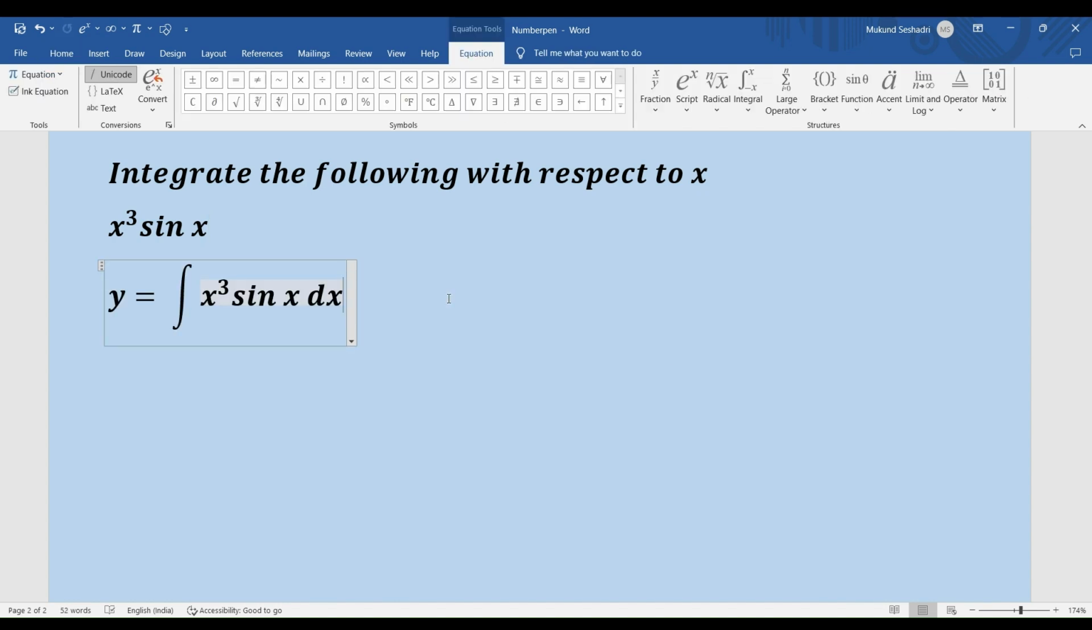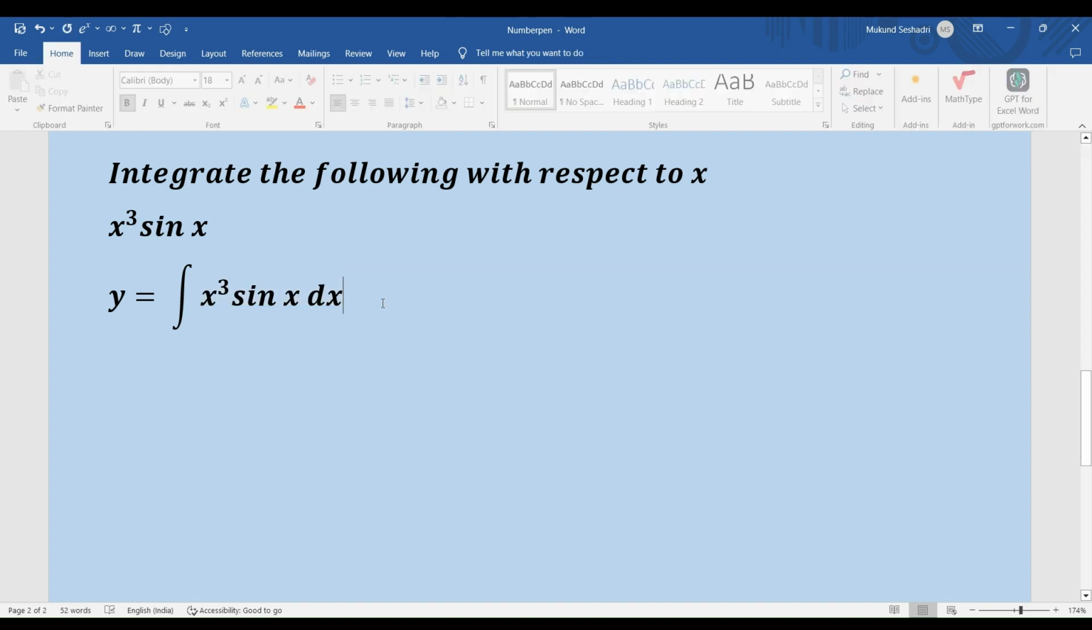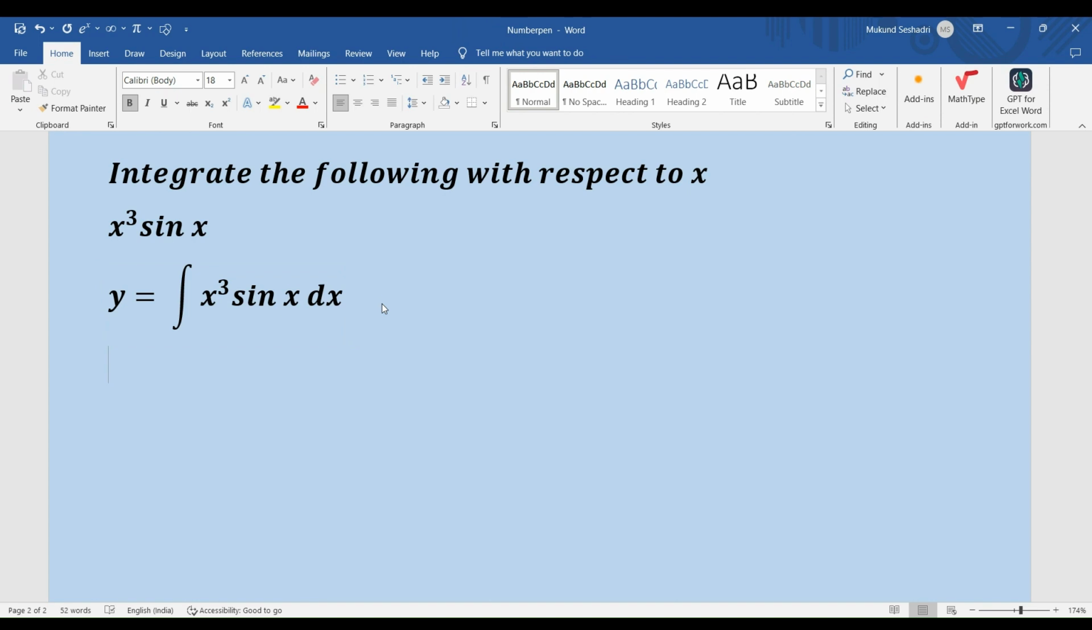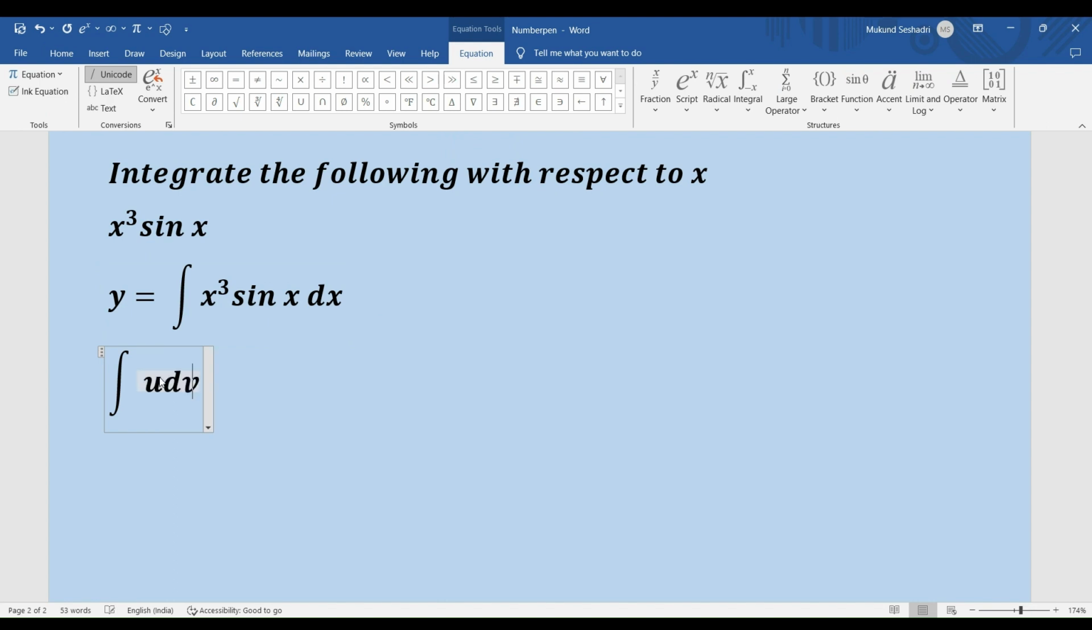So that's my y. Now it looks like I'm not in a position to solve this by the method of substitution. But then my y is of the form integral of u dv, right? So we know how we go about solving an integral of the type u dv. We will apply integral by parts. And let me write down what is my integral by parts. My integral by parts states whenever I have an integral of the type u dv, then my u dv equals uv minus integral of v du, right?